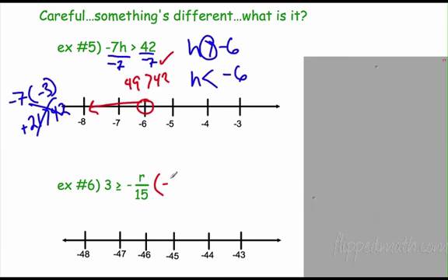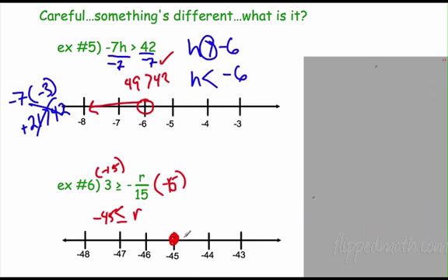So I'm going to multiply both sides by -15. All right, and that's going to cause a sign change here, right? Because multiplying and dividing by negatives causes that sign change. So whenever there's a sign change, I need to switch my inequality symbol. So now R is greater than or equal to -45. Let's see here. So it could be equal to it, so I'm shading it in.